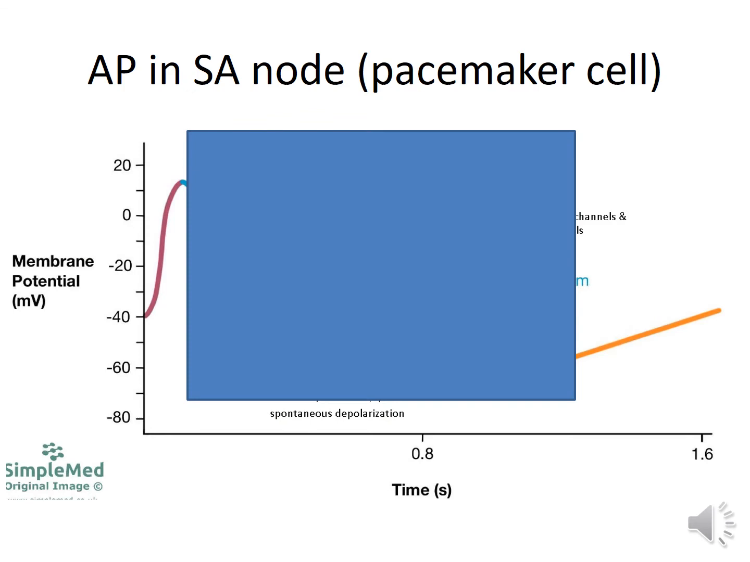Now we'll discuss action potential in SA node. SA node is pacemaker tissue and there are a few differences between pacemaker and non-pacemaker tissues. Here in pacemaker tissue there are no fast sodium channels. So the phase of depolarization is because of opening of calcium channels. As calcium channels are slower than sodium channels, the rate of rise of action potential is slower. So one difference is that fast sodium channels are not present. There are very few sodium channels.